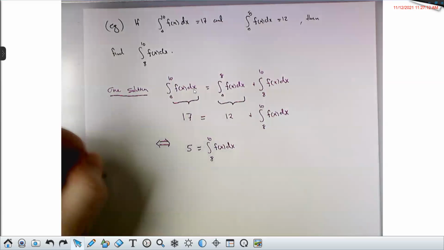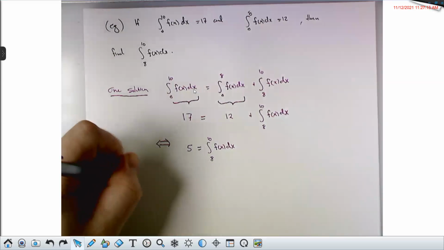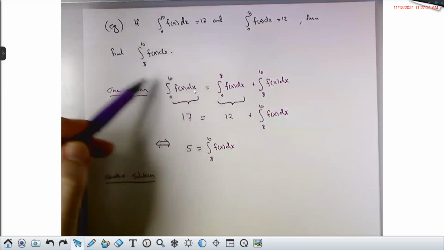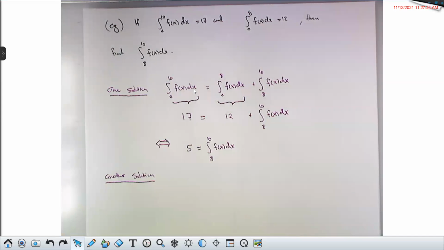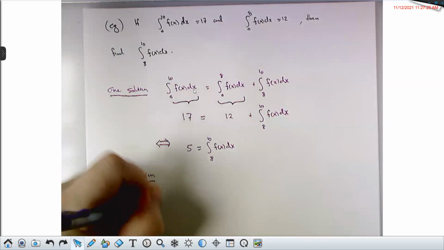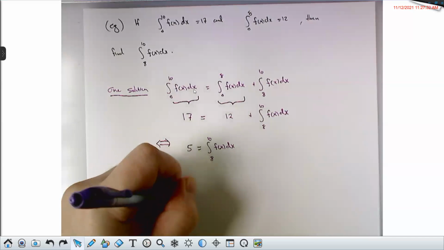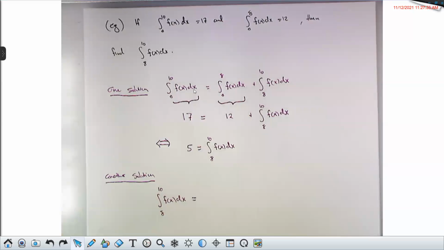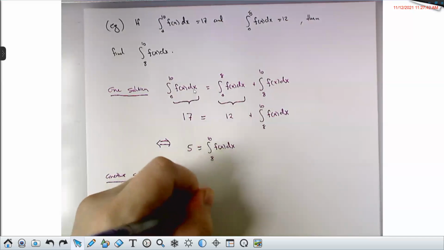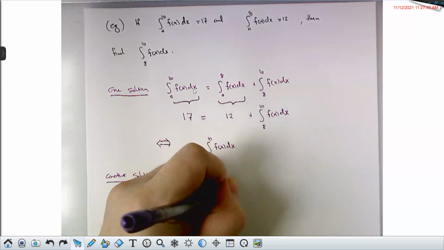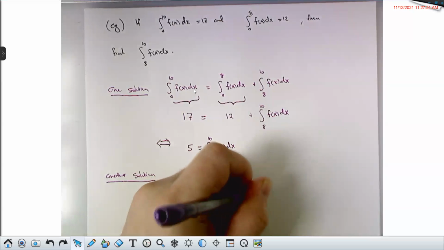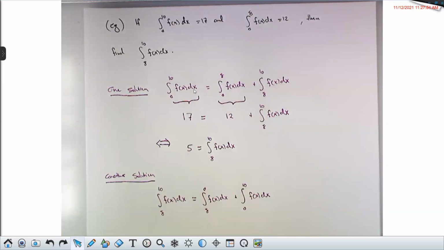Another way of doing this, which starts with the thing you want and appeals to property 3 using the way we were just describing it. You could say that the integral from 8 to 10 of f of x dx is, weirdly, the integral from 8 to 0 of f of x dx plus the integral from 0 to 10 of f of x dx. So again, I'm using property 3.